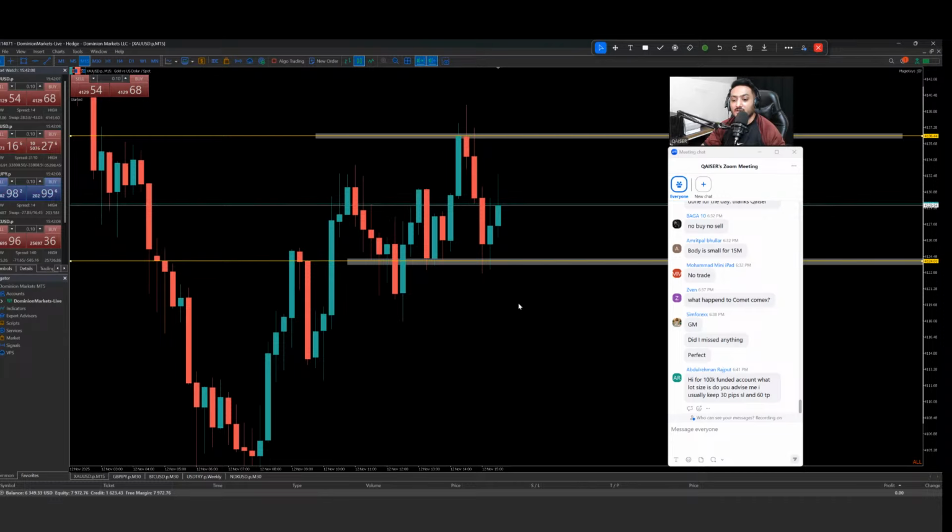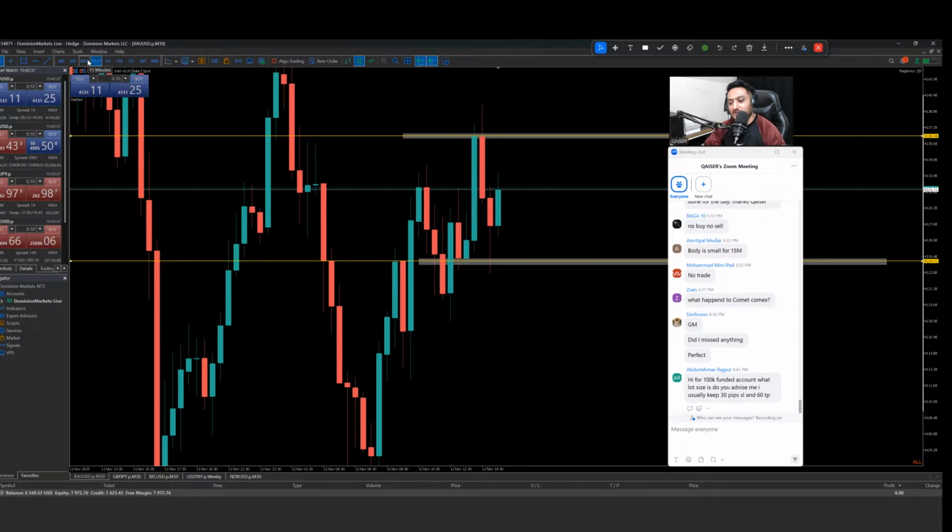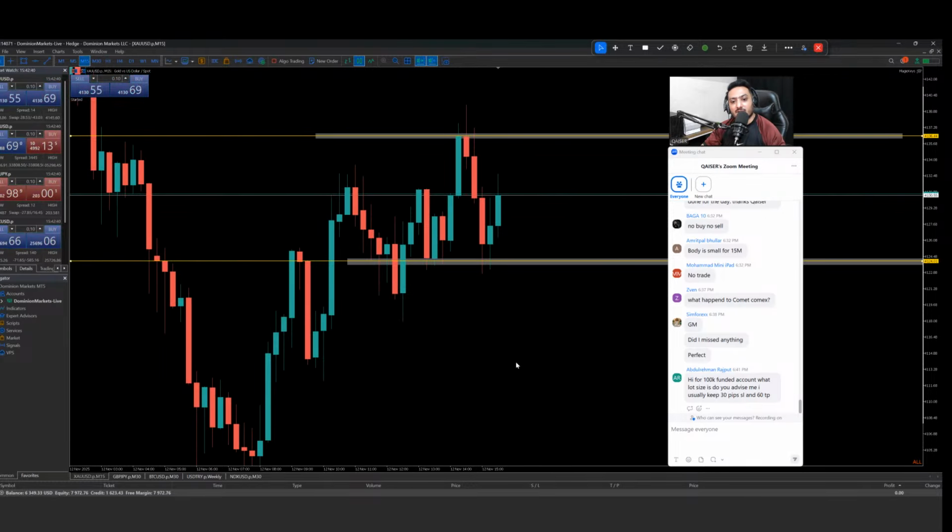For a 100k funded account, what lot size do you advise me? I usually keep a 30 pips SL and 60 pips, so go with 2.5 or maximum I would say 5 lot while you are passing phase 1 and phase 2, whatever account you took, one step or two step. And once you get funded, then lower the lot size and accept the reality. So the 15 minute is about to be closed now in 3 minutes.